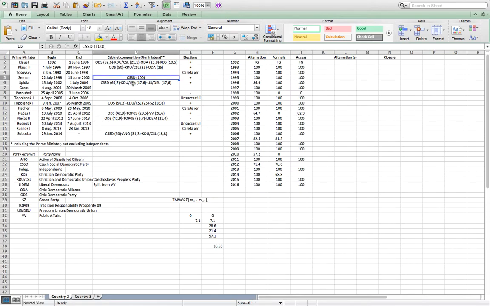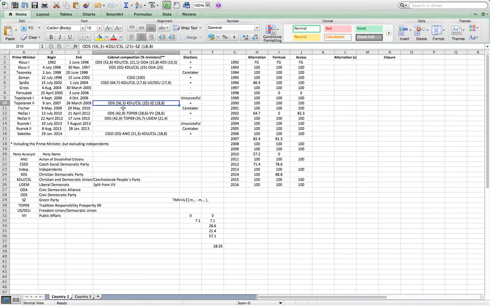The Social Democrats (CSSD) and the Christian Democrats were in government before, so they get 82.3 for access, but look at formula. They were never together before. That's why formula gets a 0 and access gets a rather high score, 82.3. That is, there is a difference between access and formula. Of course, every time you get a 0 in access, you will get a 0 in formula, because those parties were never in government before. But not every time that you get a 0 in formula do you have a 0 in access.